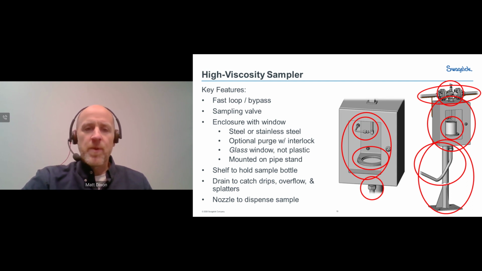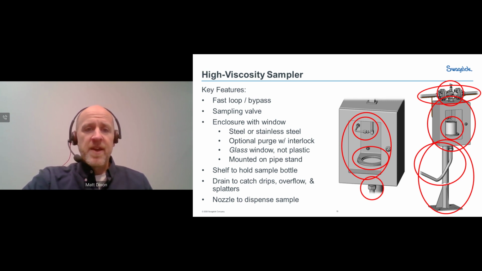Most often, what we would recommend is to use a laminated safety glass. That way, you're protected against breakage, but at the same time, you're able to withstand some of that temperature consideration as well. So generally, we're looking at glass for those things.